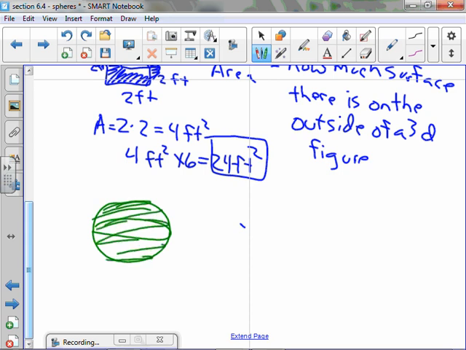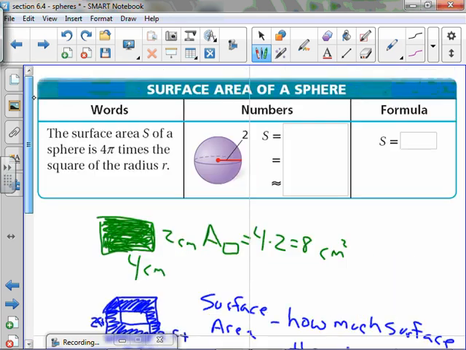So let's say I had the Earth. How much would it take me to completely cover the Earth with something, like say a blanket? Or if I had a ball, say I wanted to color it in with a pen, how much ink would it take me to completely cover the outside of the ball? That's what surface area is. Now let's figure out how to find it.